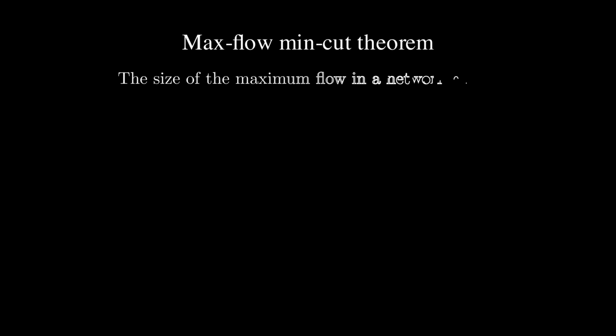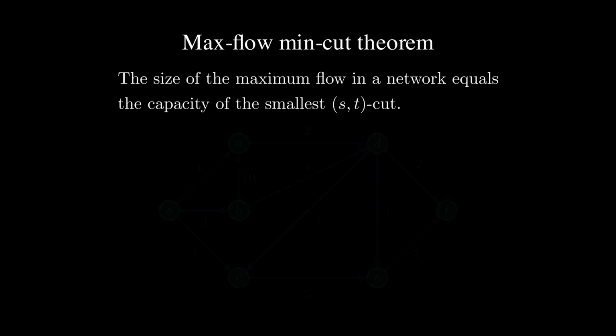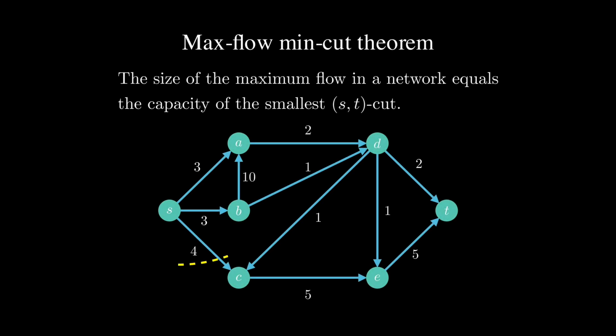The max flow min-cut theorem states that the size of the maximum flow in a network equals the capacity of the smallest S-T cut. In our example network, if we partition the vertices into a set containing S, A, and B, and another set containing T, D, E, and C, then the sum of the capacities of the edges that connect the set containing S to the set containing T is 7, which is the maximum flow in this network.